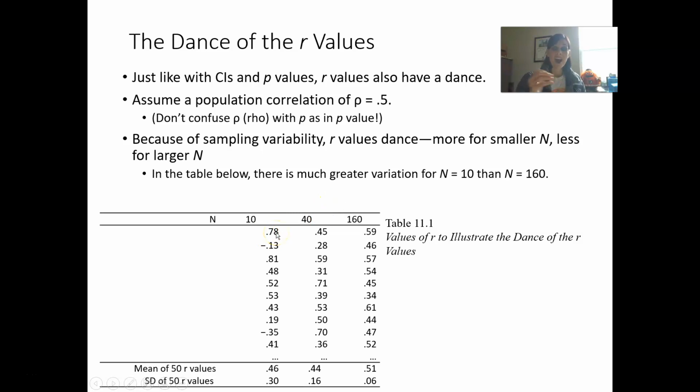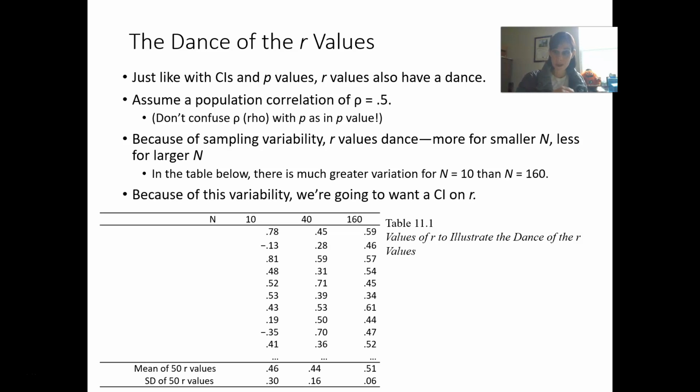The smaller our n is, the more we are going to see those variability swings. So notice that our correlation coefficient can be as high as 0.78 and as low as negative 0.13. So we've got a lot of variability there. But as our n gets larger, the less variability we see. And that's accurately reflected by the decrease in our standard deviation. Standard deviations are a measure of spread here, and you can see that as our n gets bigger, our standard deviation decreases. There is much greater variation for an n of 10 than for an n of 160.